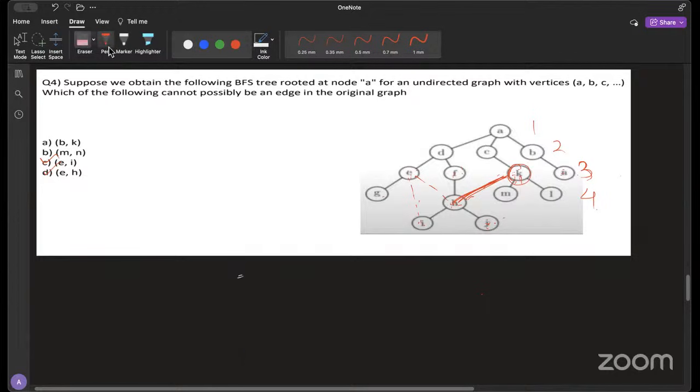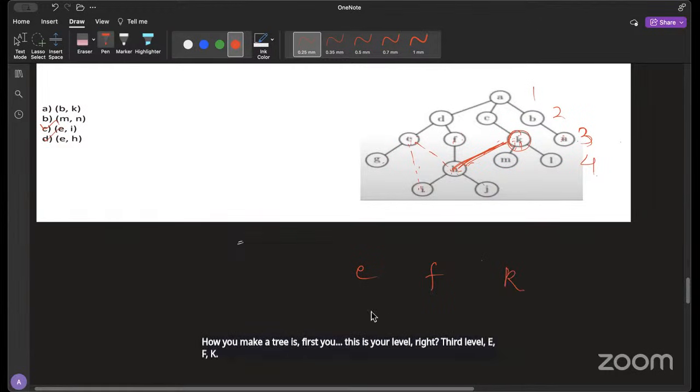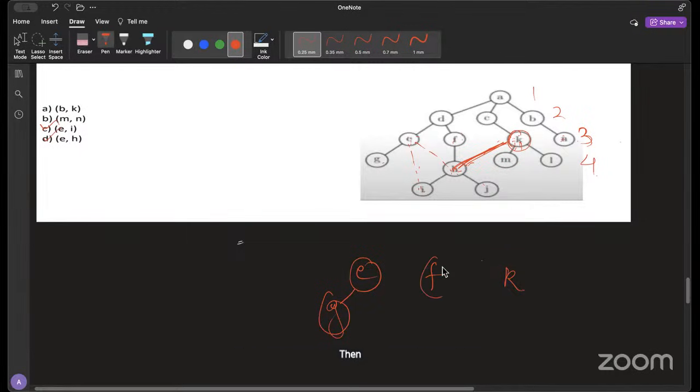Ma'am, but what if J is connected to H and K? That's what I'm explaining. If it's connected to both H and K, how you make a tree is, first, this is your level, third level: E, F, K. First you start exploring E, then you get done with it. Then you start exploring F, you get done with F, and you're done with F on H only. You don't explore the next level.